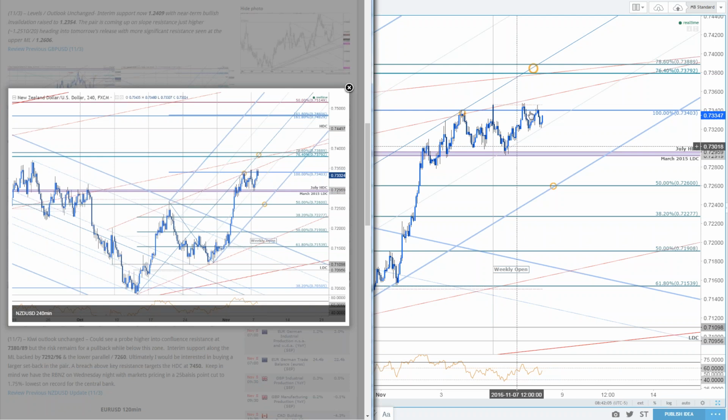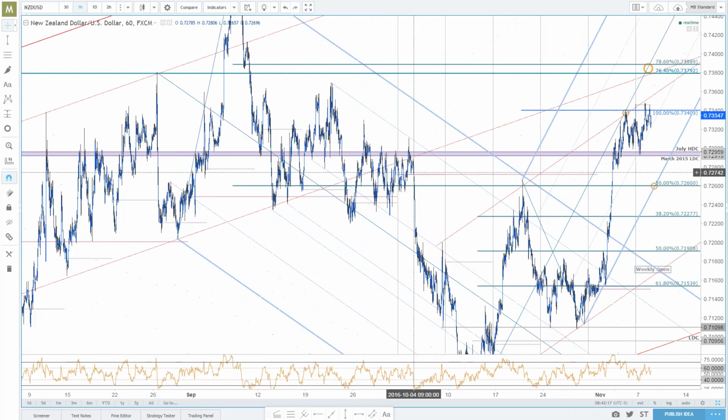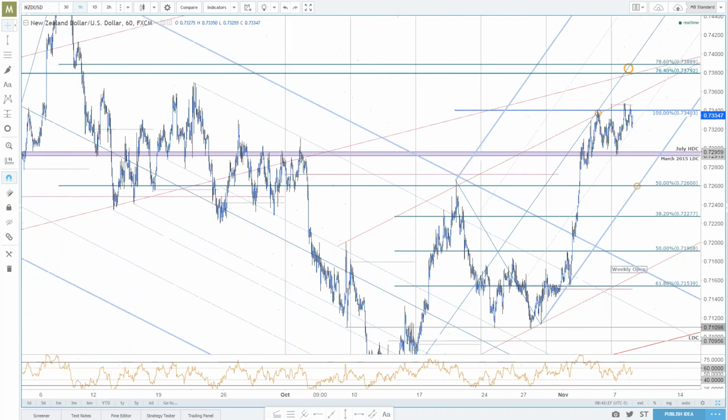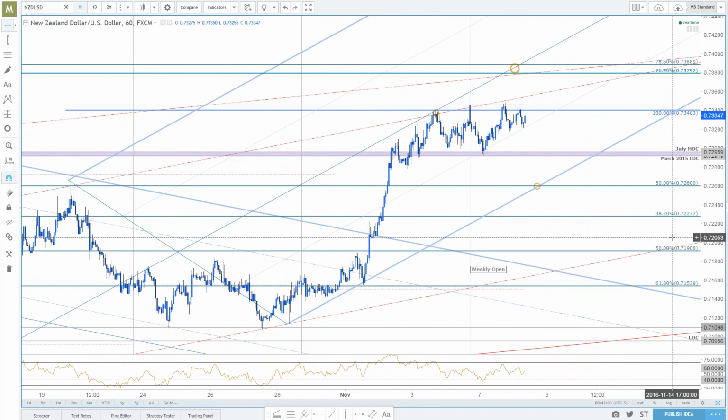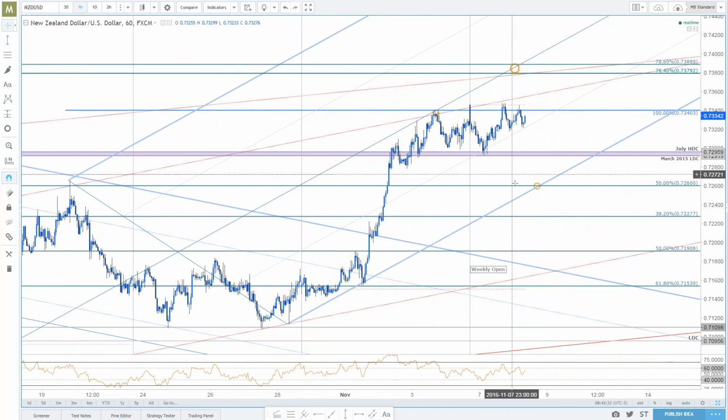So on a topside breach, that's sort of the region I'd be very mindful of to watch for some more meaningful resistance for Kiwi. Near-term support, 73.95 into 73.92, the same region we've been watching for months. That is the July high day close and the March 2015 low day close. Really nice pivot in price over the last few months at this point. So that's near-term support, bullish invalidation, 72.60. As long as we stay above 72.60, the broader picture does look still constructive here for Kiwi Dollar.